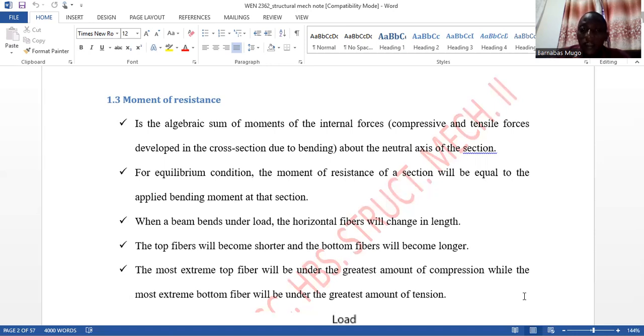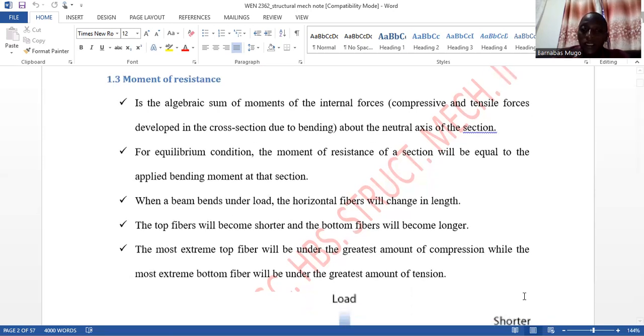And for us to have an equilibrium condition, the moment of resistance of the section must be equal to the bending moment at that section.